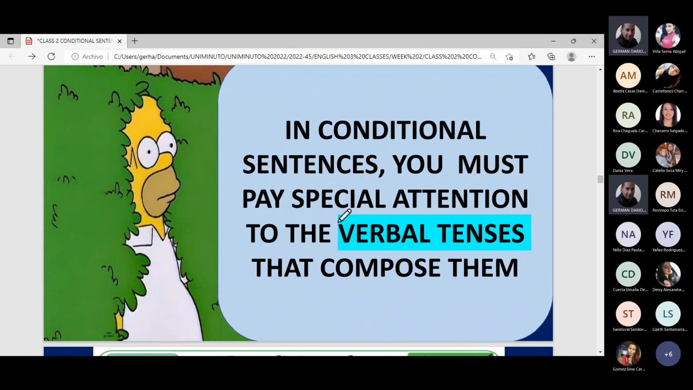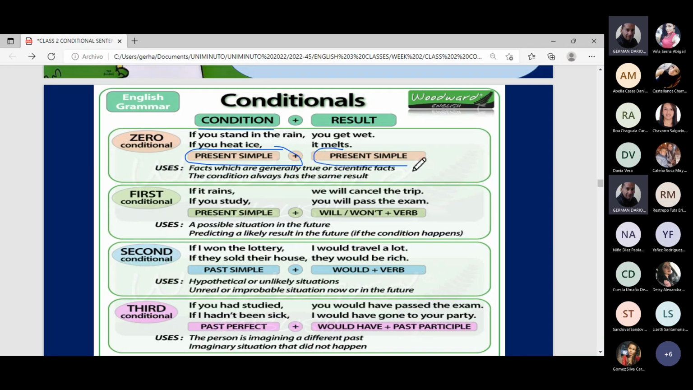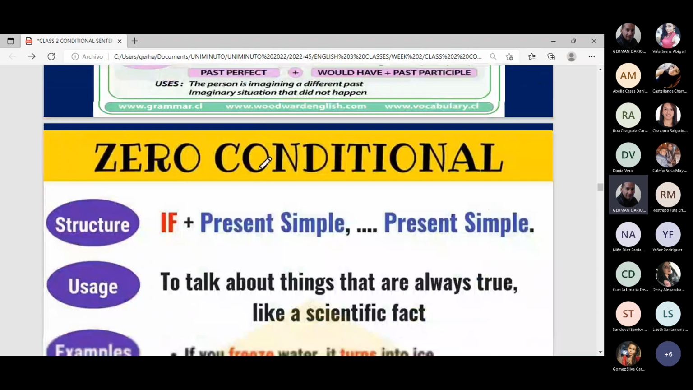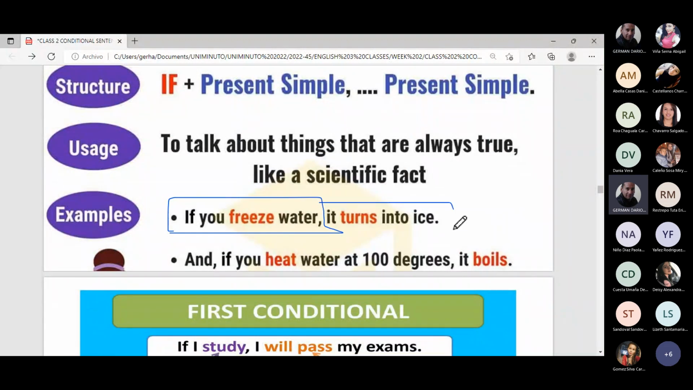Okay, and remember that I said last class that the most important thing in conditional sentences is the verb tenses that compose them. We have four types of conditional sentences: zero conditional, first conditional, second conditional, third conditional. Last class we saw the zero conditional, that is created by the present simple tense, the condition, and the result also in present simple. For example, if you freeze water, it turns into ice. Usted congela el agua, se vuelve hielo. Present simple, the condition, present simple, the result, okay?